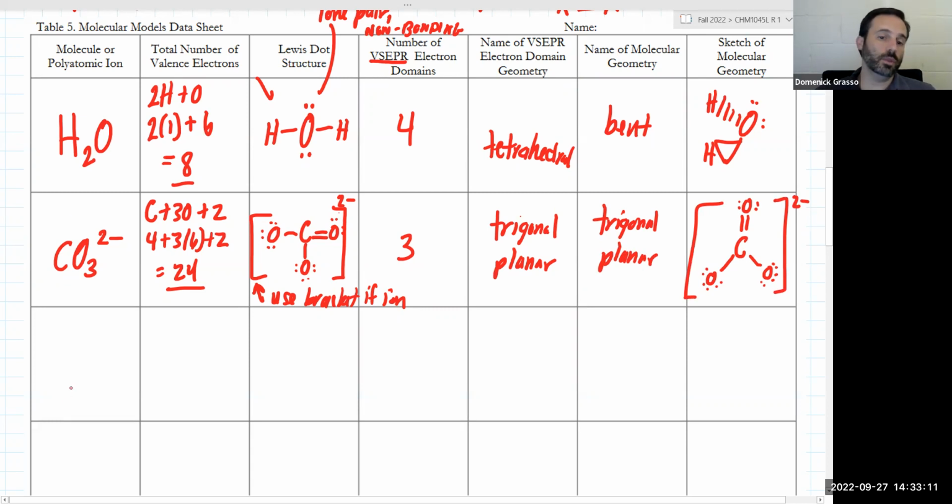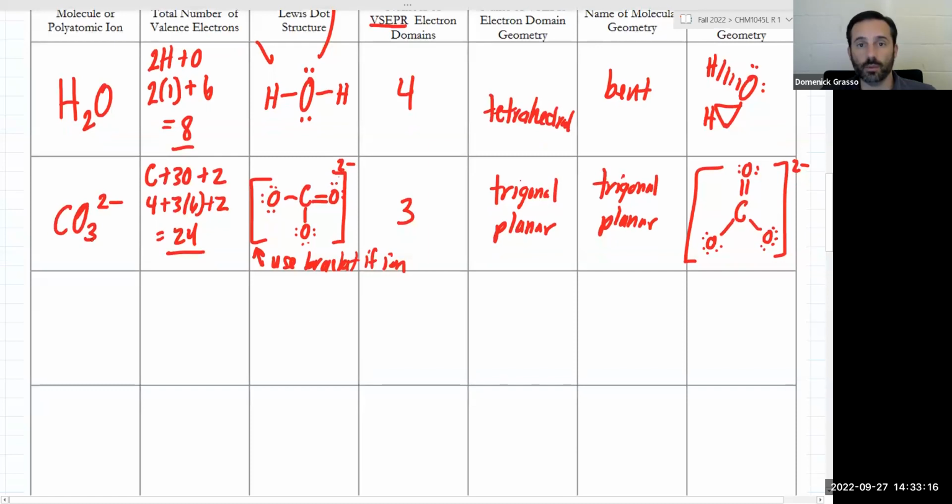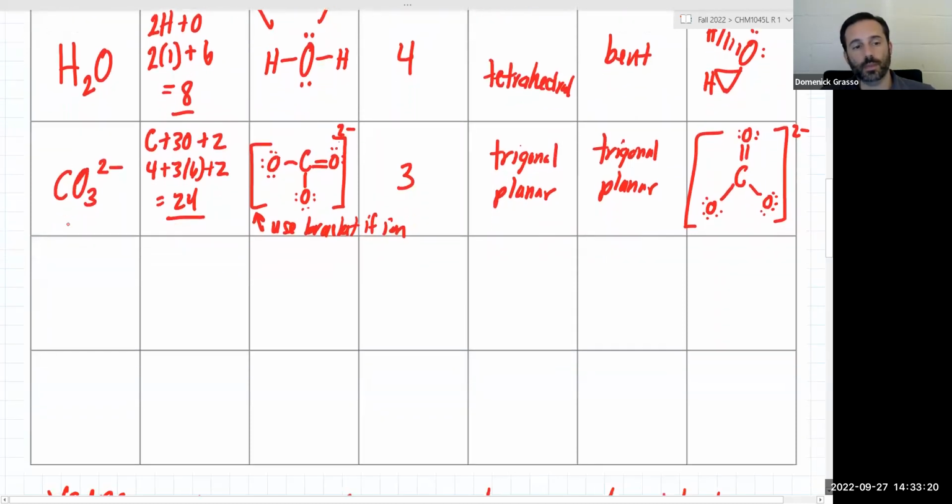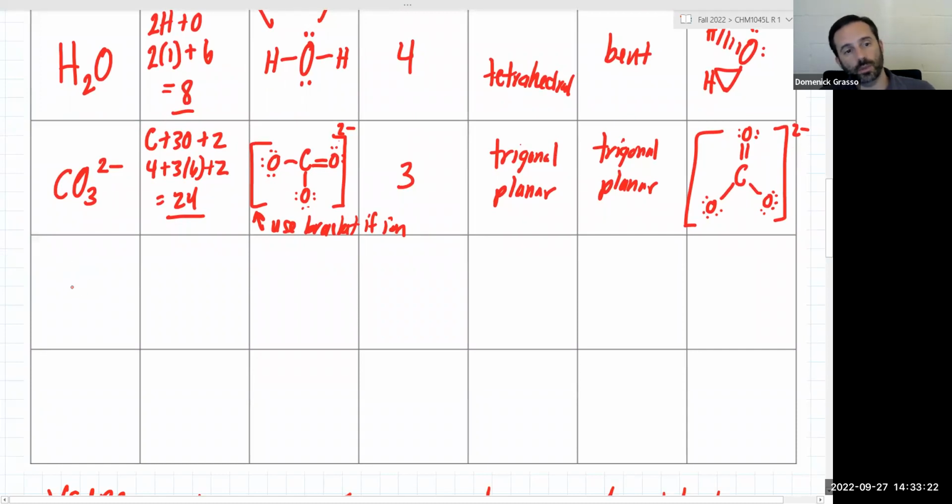Now we've got to do some other ones. These are what I want you to work on. Work together, and reach out to me if you need any help with them. We've done 2 of them, but the other 2 that I want you to do are NH3 and OF2.